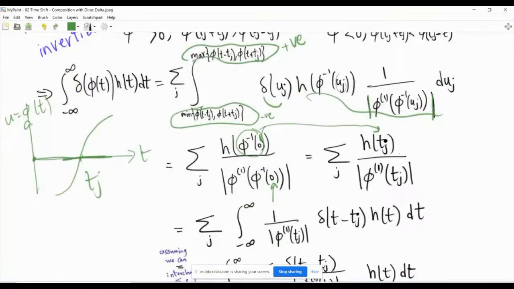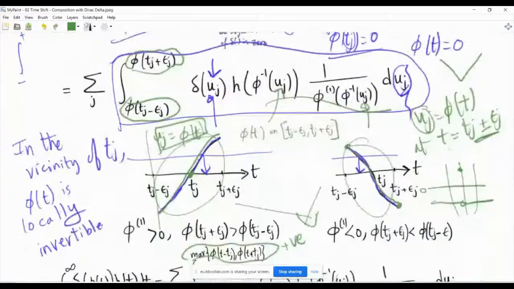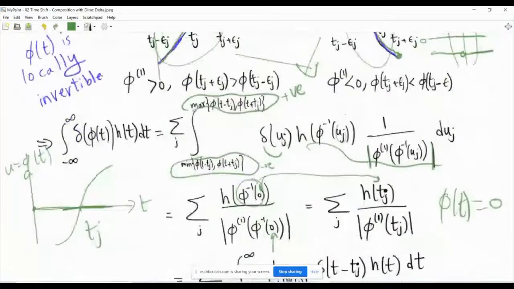And now we can express our result in terms of tj. What are those tj? They are not arbitrary. Those are the roots, or the solutions, to the equation phi of t is equal to 0. And it must be the case for our argument to work that the first derivative evaluated at those points should be strictly positive or negative. And you can see that when you do the change of variables, you will get the first derivative in the denominator.